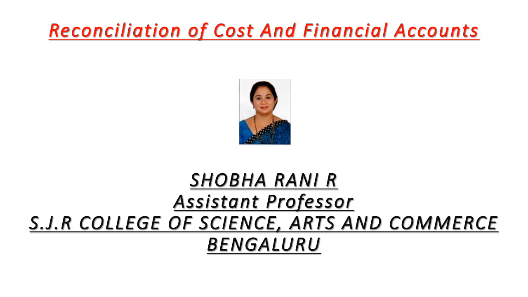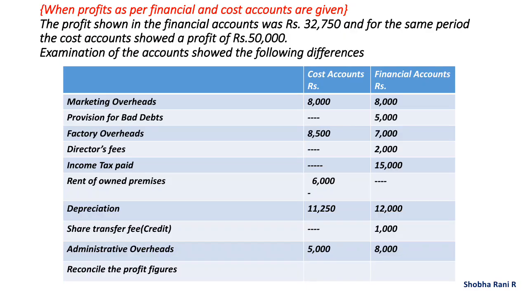Today I am going to take up the topic numerical problems on reconciliation of cost and financial accounts. When profit as per financial and cost books are given, the profit shown in the financial account was rupees 32,750 and for the same period the cost account showed a profit of rupees 50,000. Examination of the account showed the following differences.